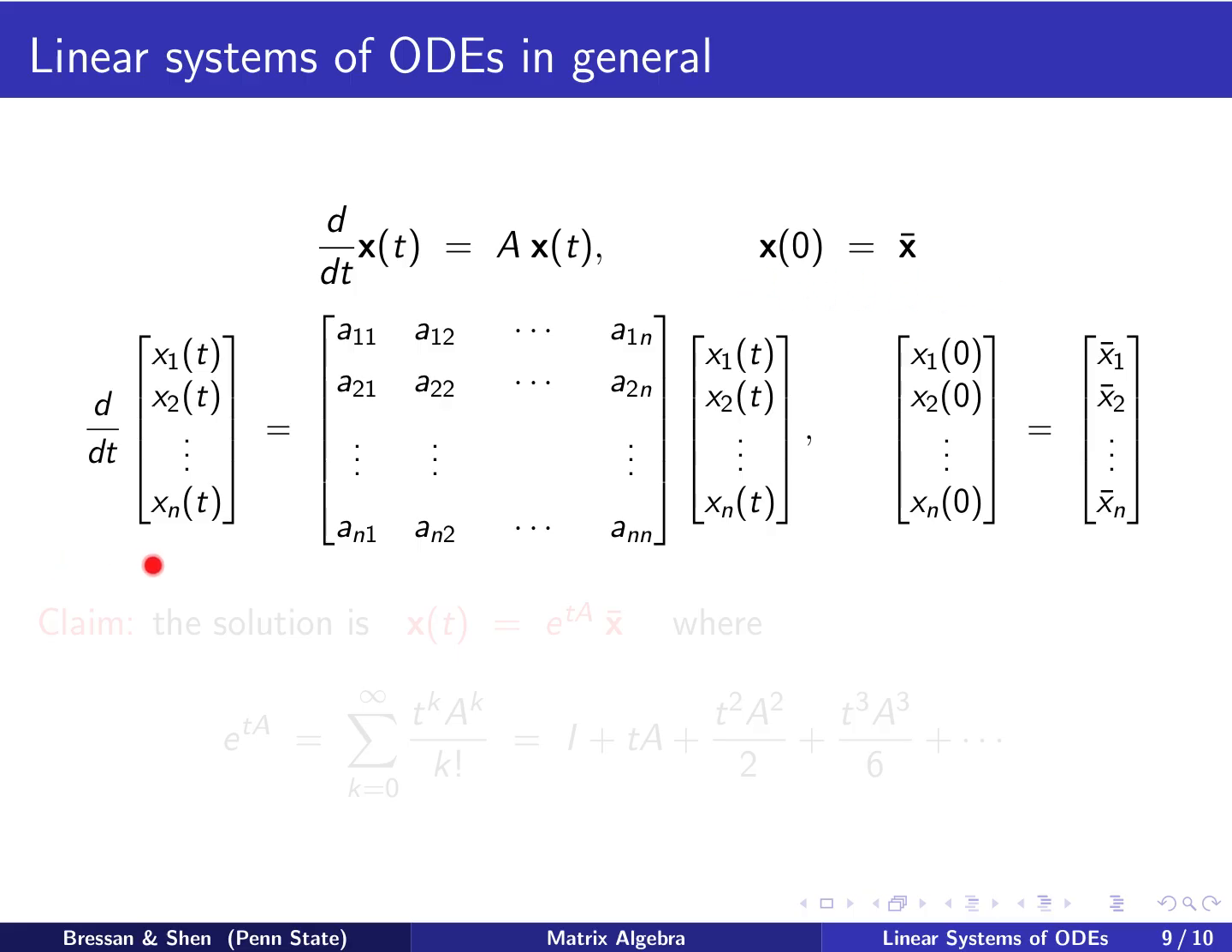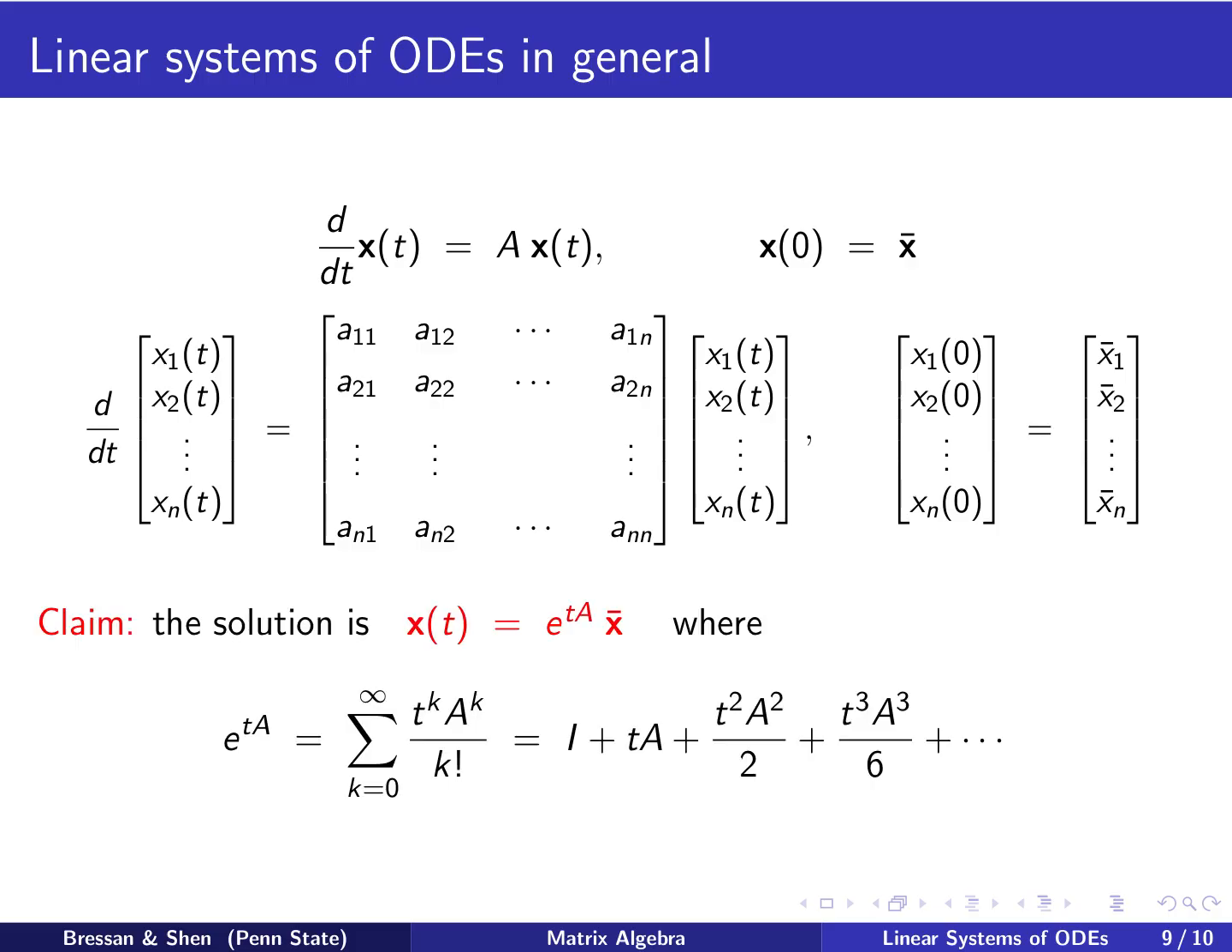If you write everything out, then it takes this more complicated looking form. So x could be a vector with n unknowns, so it's in R^n, and then A is an n by n matrix times x, and then the initial condition is a vector x bar in R^n. So how do you solve this equation?